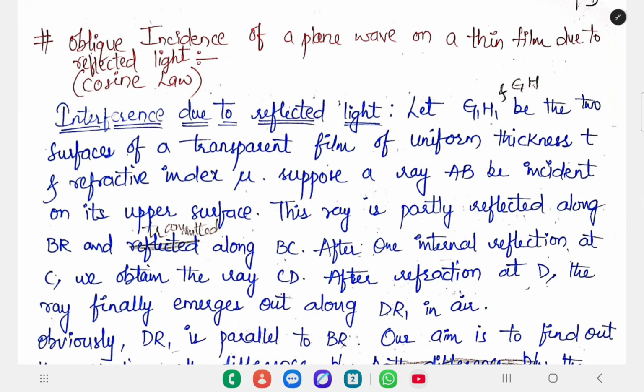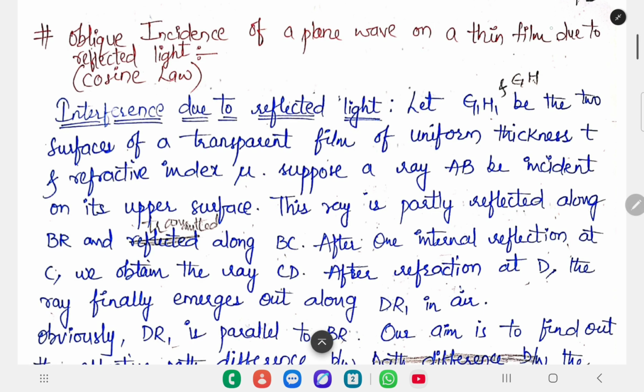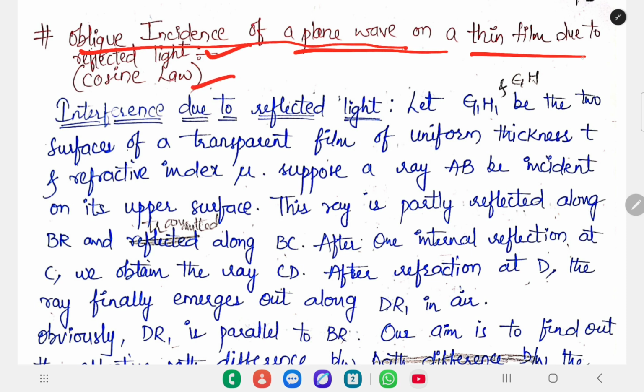Hello learners, this class is for second year 4th semester optics paper, interference chapter, and the topic name is oblique incidence of a plane wave on a thin film due to reflected light, also known as the cosine law. Now, interference due to reflected light.